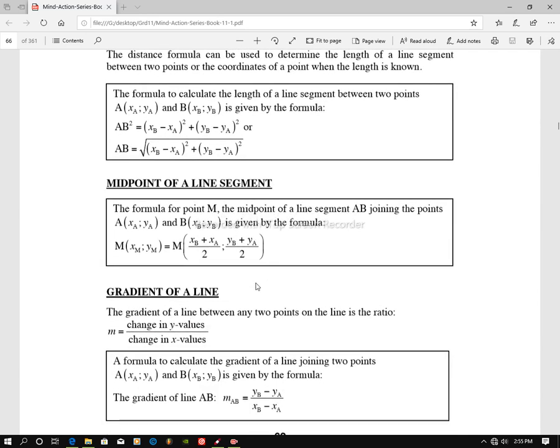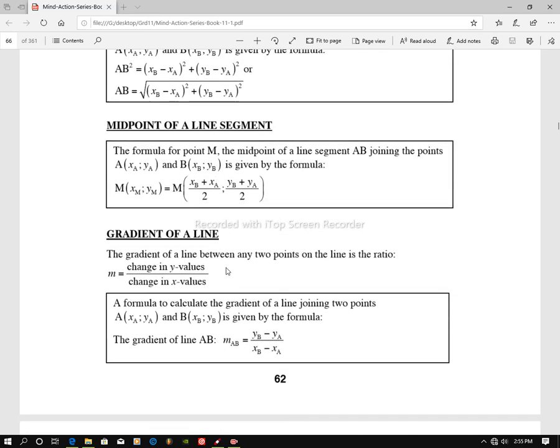Moving forward, we also have the midpoint of a line segment. The formula is x of B plus x of A divided by 2, y of B plus y of A divided by 2, and automatically you will get the midpoint. And then we also have the gradient of a line, also known as the slope. The gradient is y of B minus y of A all over x of B minus x of A. So that's the equation for the gradient.